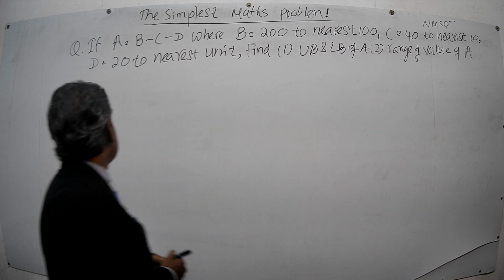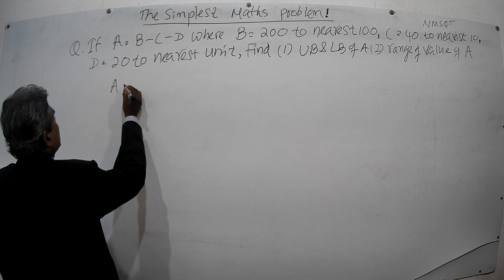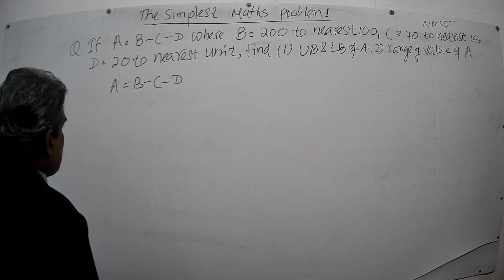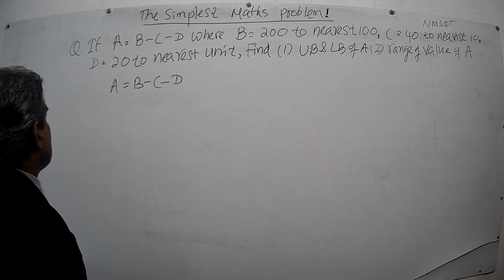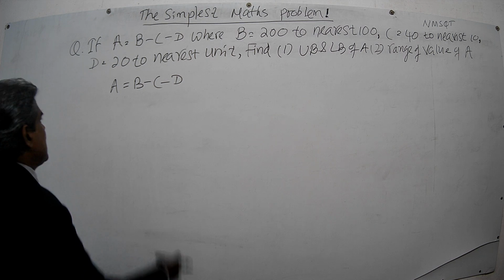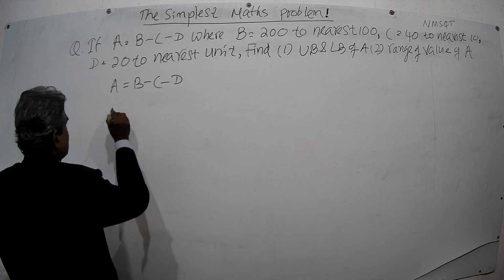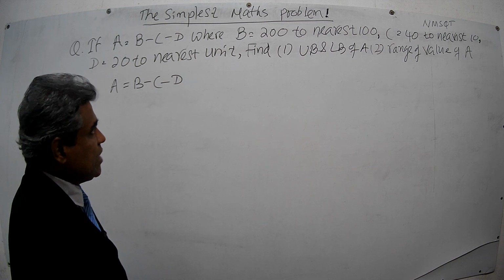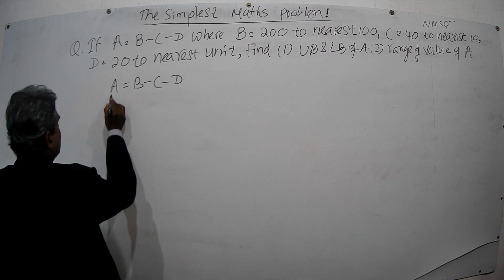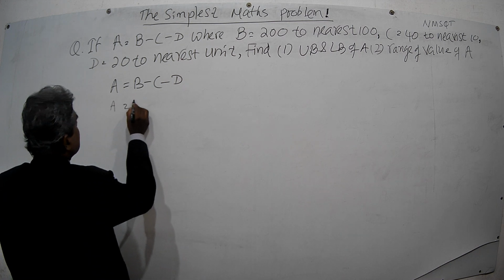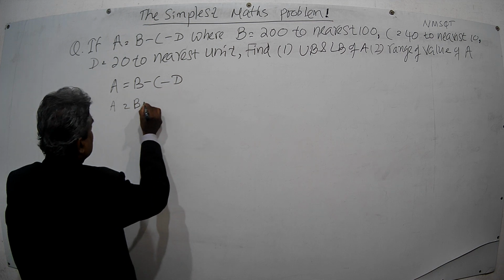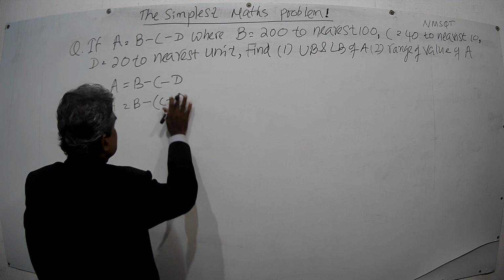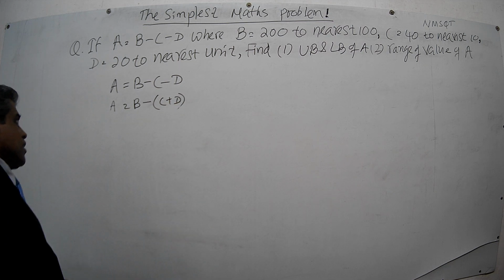Okay, let's start. Now, first of all, this is the statement: A equals B minus C minus D, right? This is actually an equation where D and C have to be deducted from B. We can adjust this for the purpose of finding upper bound and lower bound, for our convenience. We can rearrange this like this: A equals B, I take the negative sign out, then it will be B minus (C plus D).